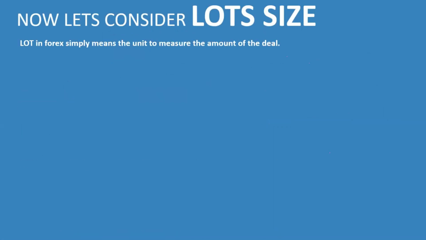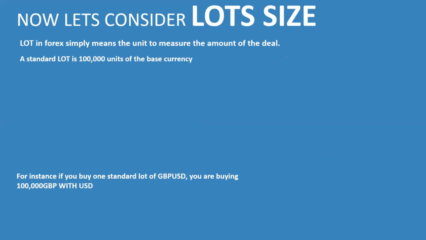What is lot size? What is lot? Lot in Forex simply means the unit to measure the amount of the deal. A standard lot is 100,000 units of the base currency. I hope you still remember what I said is the base currency: the first currency in any currency pair is the base currency. So a standard lot is 100,000 units of that base currency.